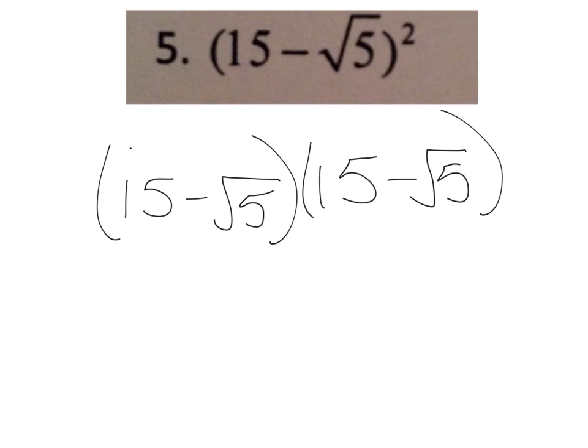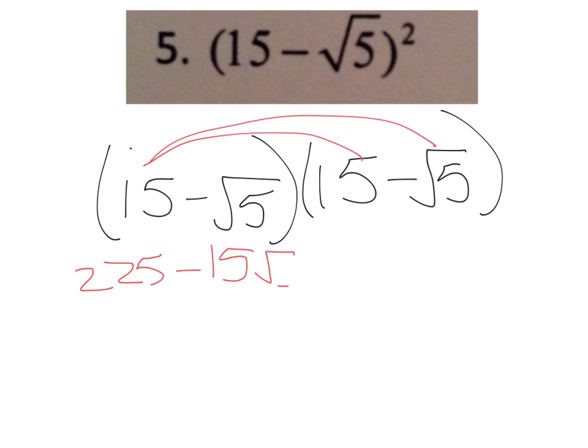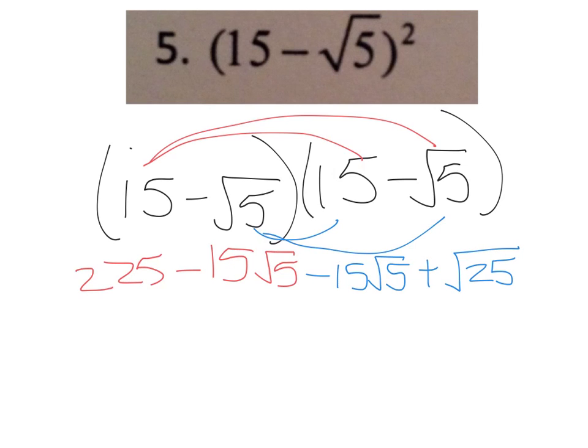And then I need to multiply that out, meaning I'll take 15 and distribute that to both of the terms in the second parentheses. So 15 times 15 gives me 225. 15 times negative root 5 gives me negative 15 square roots of 5. And then I will take the negative root 5 and distribute that, which will give me negative 15 square roots of 5 plus root 5 times root 5. It's going to give me positive the square root of 25.